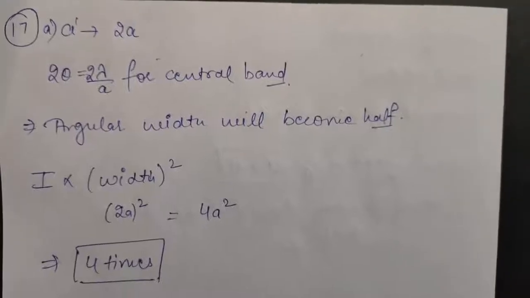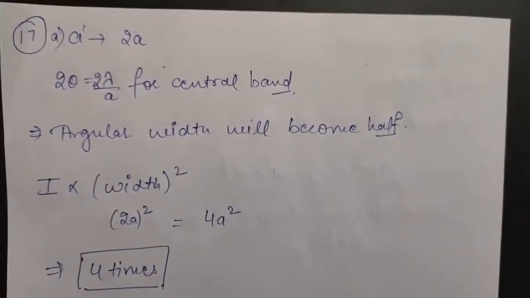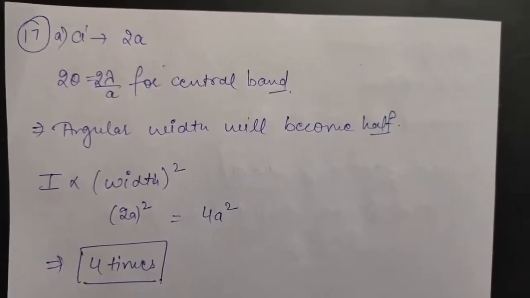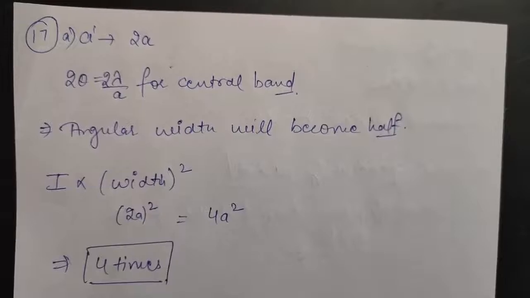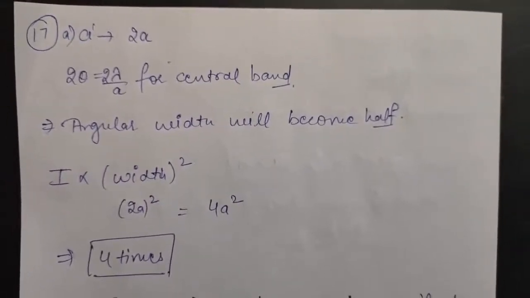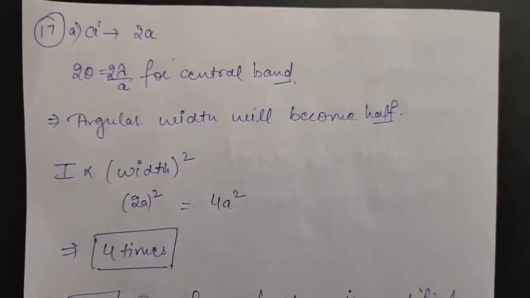Okay students, now I'll discuss the homework solutions of lecture number 5. Two questions were given to you, question number 17 and question number 19. Question number 19 is just a formula based question, so I hope all of you must have solved it. So I'll be discussing question number 17. Question number 17 has various parts.